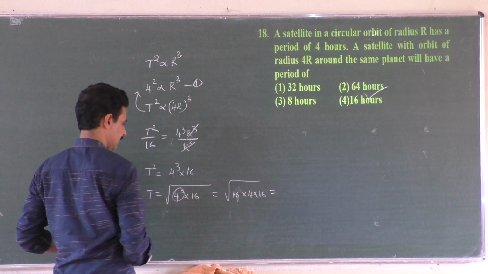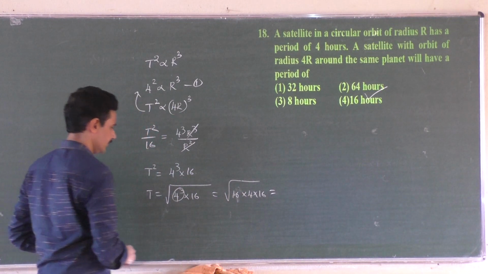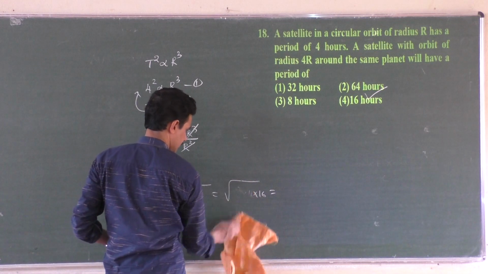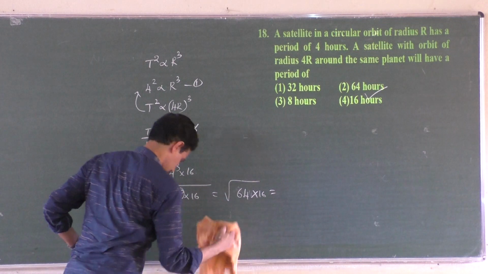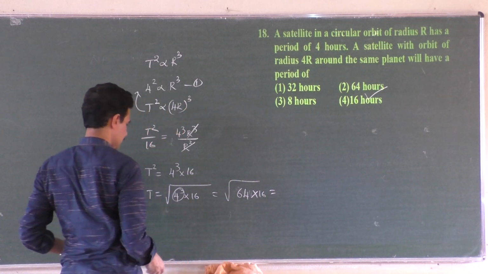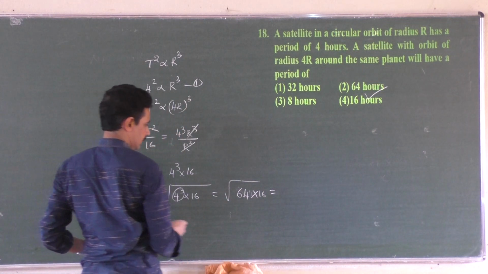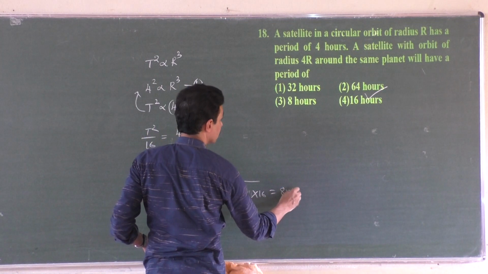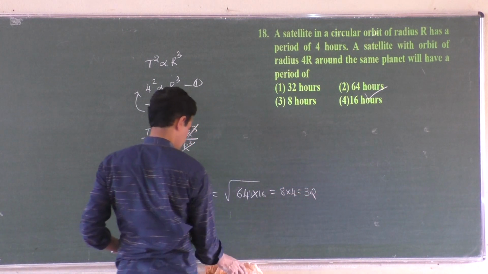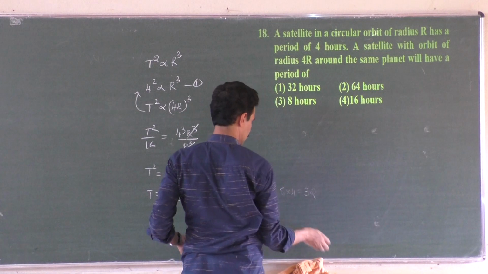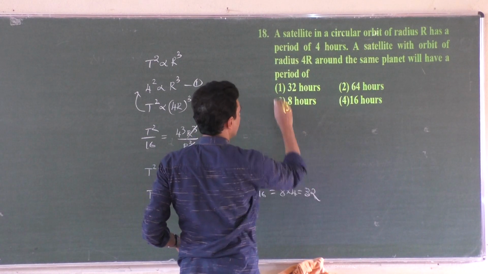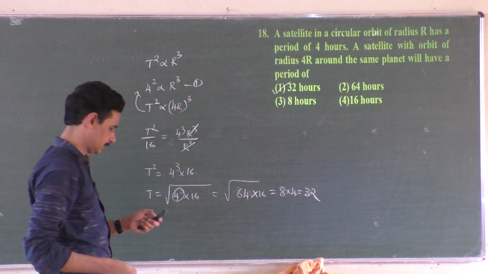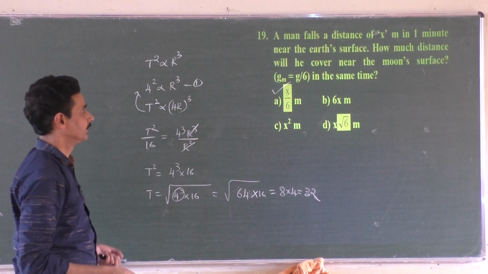I have written this one as 4 square into 4, but you could have written it as 64, right? 64 into 16. Then what is the answer? So this is 8 and this is 4, that is 32. So the answer is 32 hours. Simple problem, just comparison.